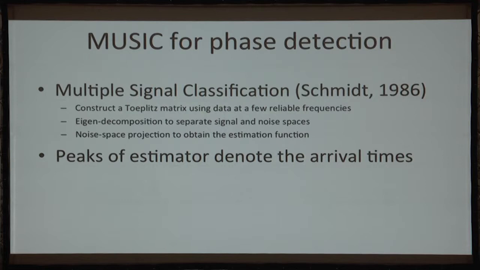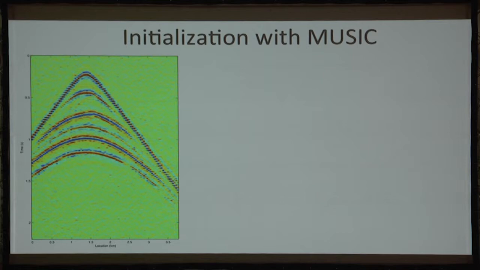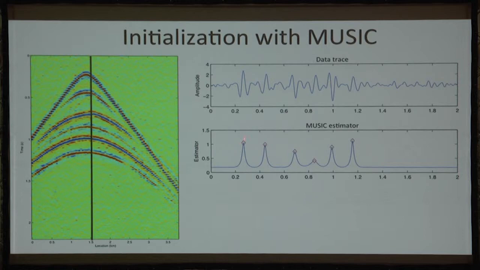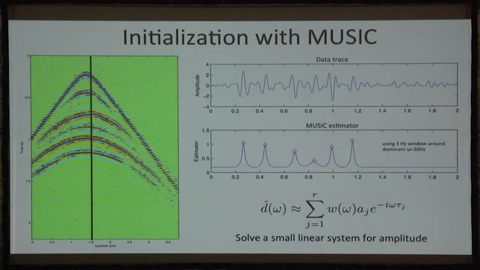Just to show you an example here, let's start from the trace in the middle. This is how the trace looks. And if we construct the MUSIC estimator, you can see the peaks of the estimator correlate very well with the arrival time of each event. This MUSIC estimator is constructed using 3 hertz of data around the fundamental frequency of 20 hertz in this case.